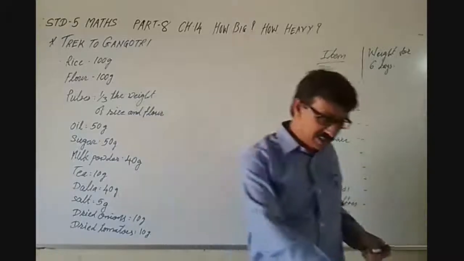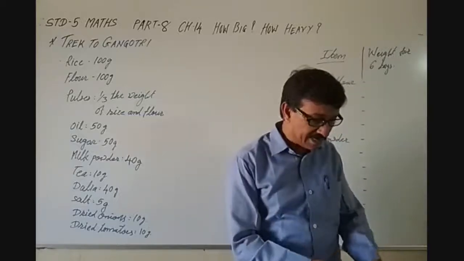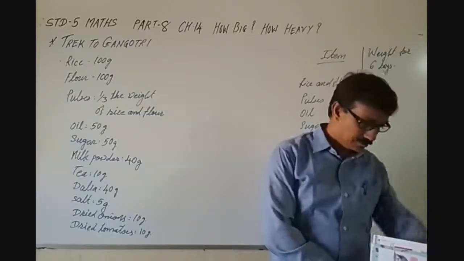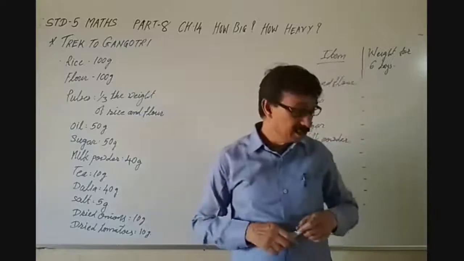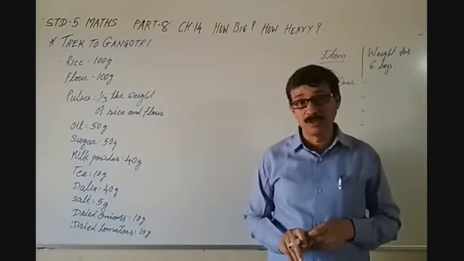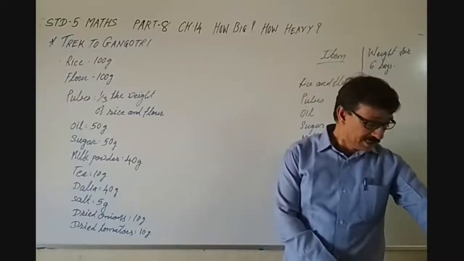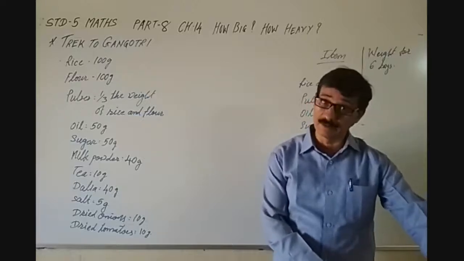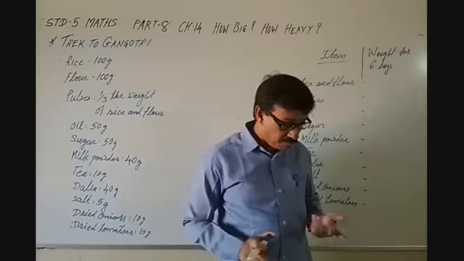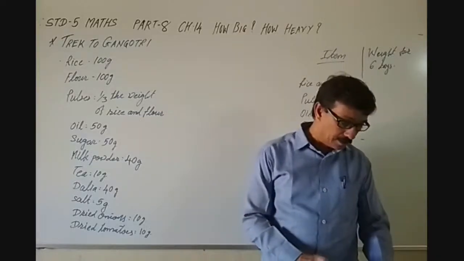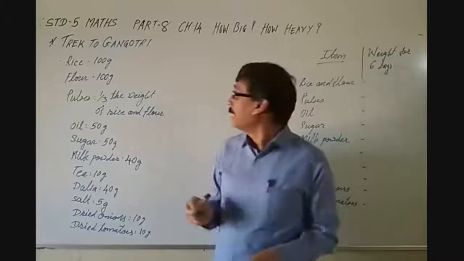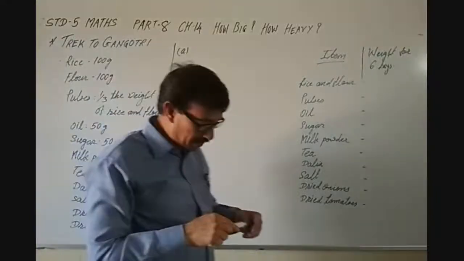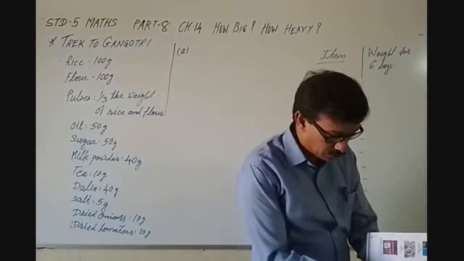Okay, now some questions are there on page number 198. For 6 days, each person will need rice and flour, pulses and dried onions. Let's see that. So for A, let's solve this. Question A. Let me change the pen so that I can show it to you very properly.